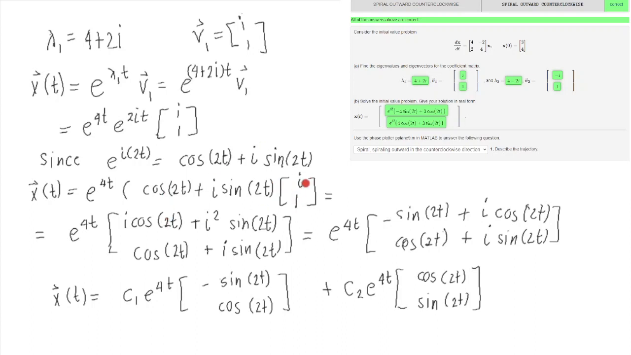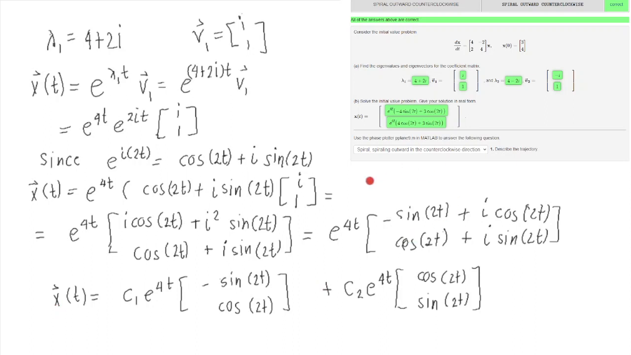Now let's distribute this to each of the terms in our eigenvector. Cosine 2t times i is just i cosine 2t, i sine 2t times i is i squared sine 2t, and cosine 2t times 1 is cosine 2t, i sine 2t times 1 is i sine 2t. Now i squared is negative 1, that's why we have negative sine 2t here, and we're rearranging this so that they have the same columns. And this one is i cosine 2t. Let's align this with the component with the imaginary number also below, and we now have our solution.